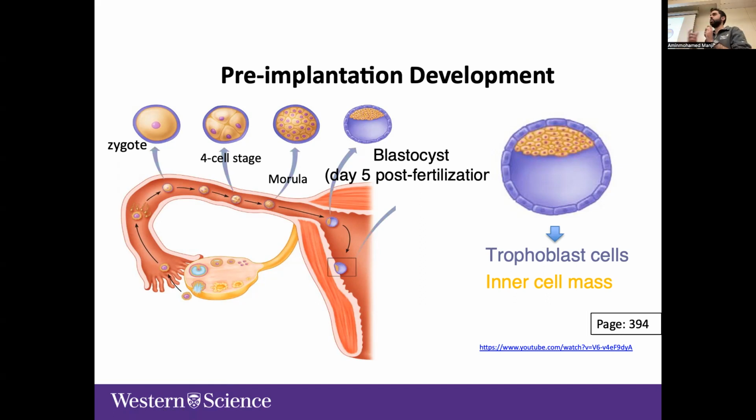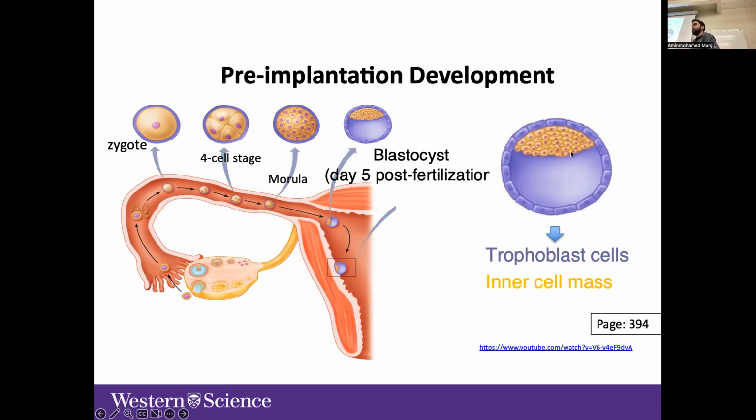This is where you start to see some really interesting structural differences. Then the next step is even more profound, where you have the blastocyst. This is around day 5 after fertilization has taken place. This is the structure that is going to implant into the endometrium. You start to see some really unique structures. On the outside, you have the trophoblast cells. And on the inside, you have the inner cell mass.